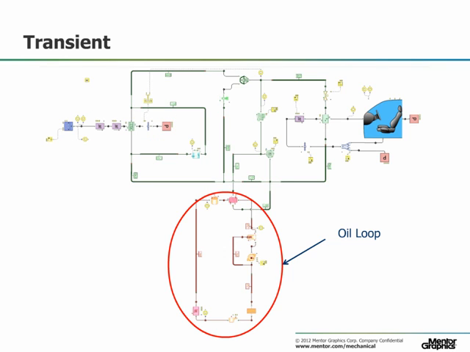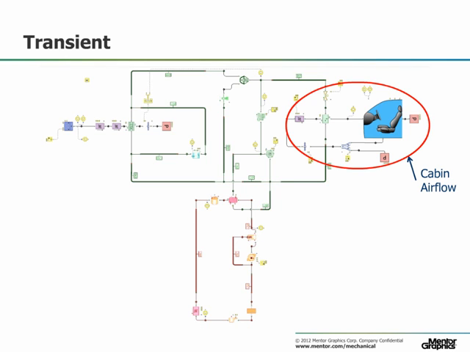A simplified oil loop is constructed to better model the dynamic heat load generated by the lubrication system and rejected into the coolant via the oil cooler. The cabin side allows for the modeling of any heat removed from the coolant by the heater core.